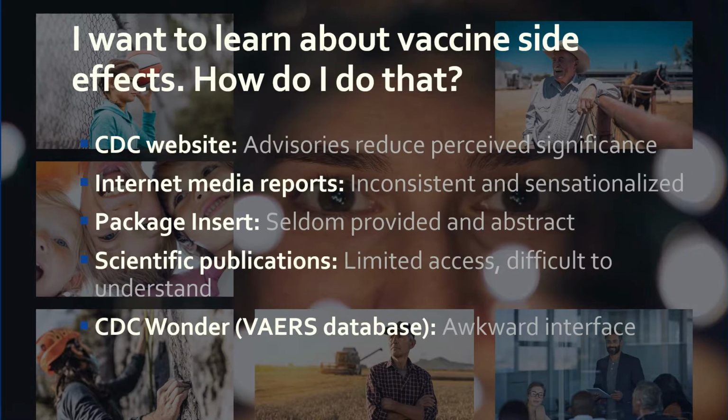Scientific publications are a great source of quality information. However, access without an expensive subscription is limited. Publications may be difficult to understand or interpret how important they are relative to other information. Without specialized training, people cannot confidently differentiate between various types of studies or appropriately weigh the evidence that they present. CDC Wonder is the official public interface of the VAERS database. Without specialized knowledge of the terminology and the database structure, a visitor is unable to find all relevant information from a query.